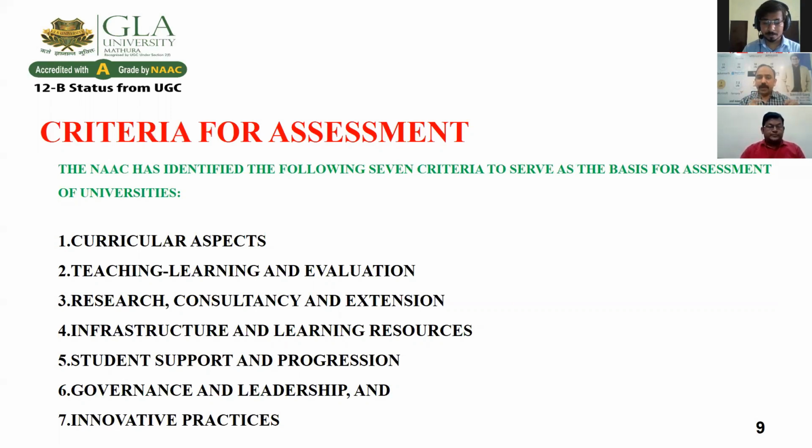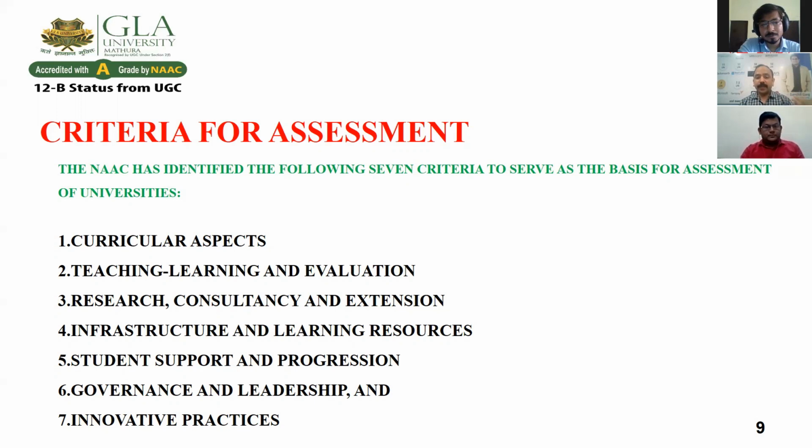All criteria have their own specific purposes. For example, in criteria number 1, they are talking about your curriculum. We'll discuss all those things in detail. Criteria number 2 is about your teaching-learning methods and your teachers. Criteria number 3, which has the highest weightage, is research, consultancy, and extension. In criteria 4, they are talking about infrastructure, library resources, and other infrastructure services you have on the campus.